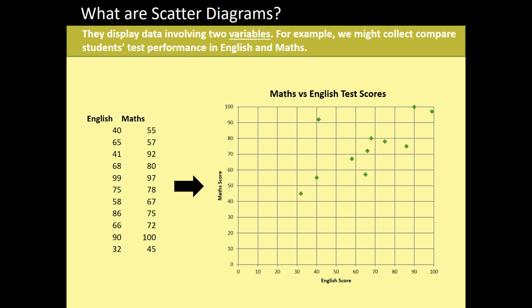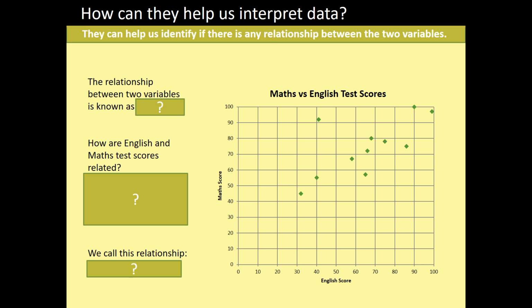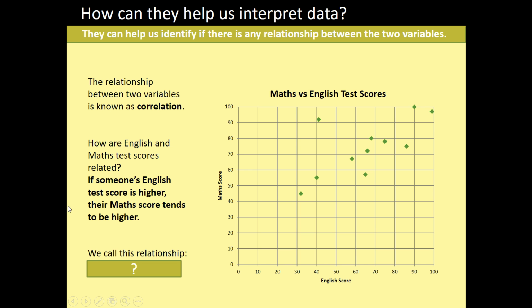When we write this on paper, we tend to use little crosses to indicate the points. Now, scatter diagrams are really useful because they help us identify a relationship between two variables. That relationship between two variables is known as correlation. So correlation tells us about the relationship between two variables. So here, English and maths test scores are related. If someone's English test score is higher, their maths score tends to be higher.